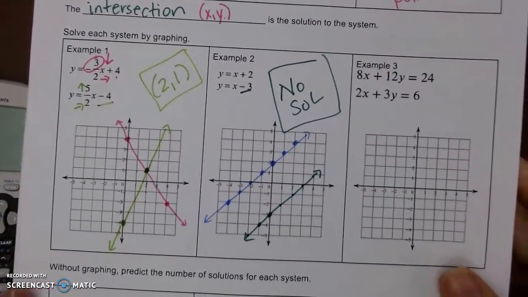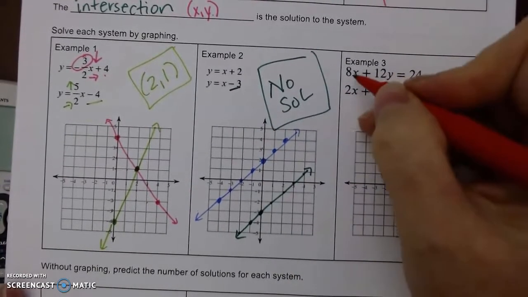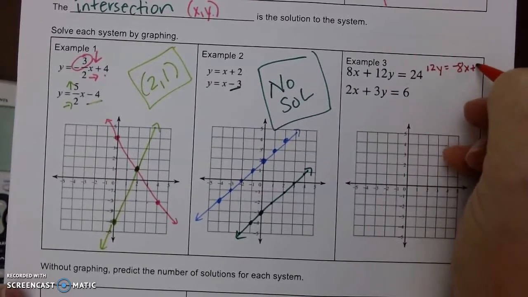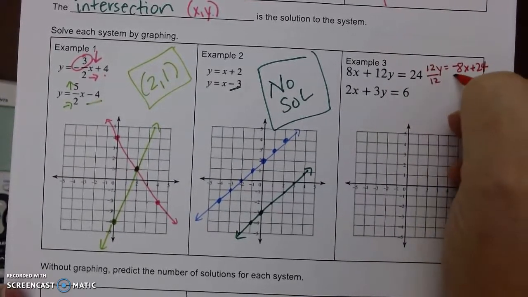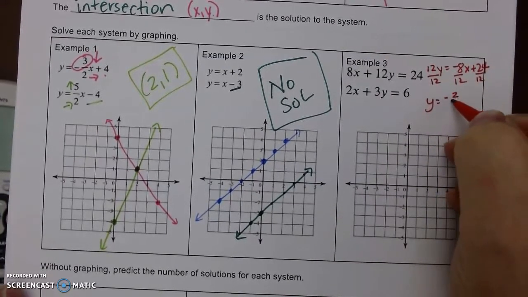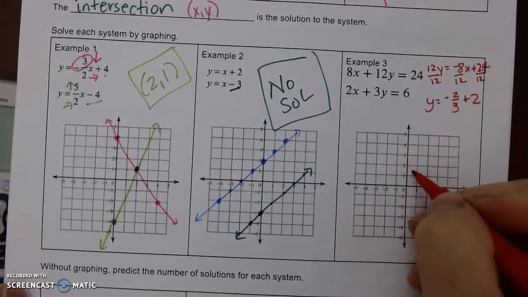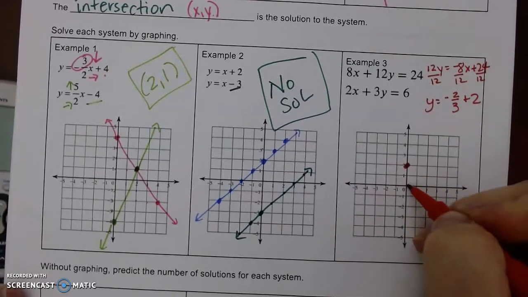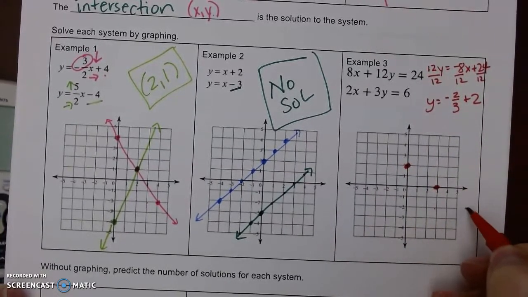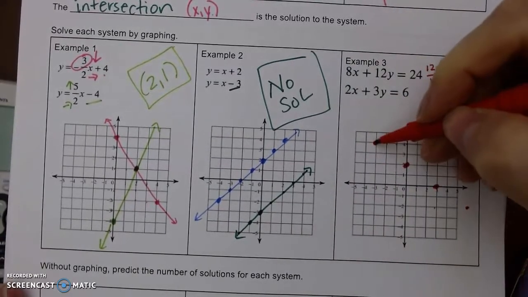Now, our last example, we need to solve for y, because I like slope-intercept for graphing. I'll subtract 8x and divide everything by 12. So y equals negative 2/3 x plus 2. So I'll go up 2 and then down 3 to the right, down 2 to the right, and I'm off, but that's okay. Up 2, and that's pretty good.